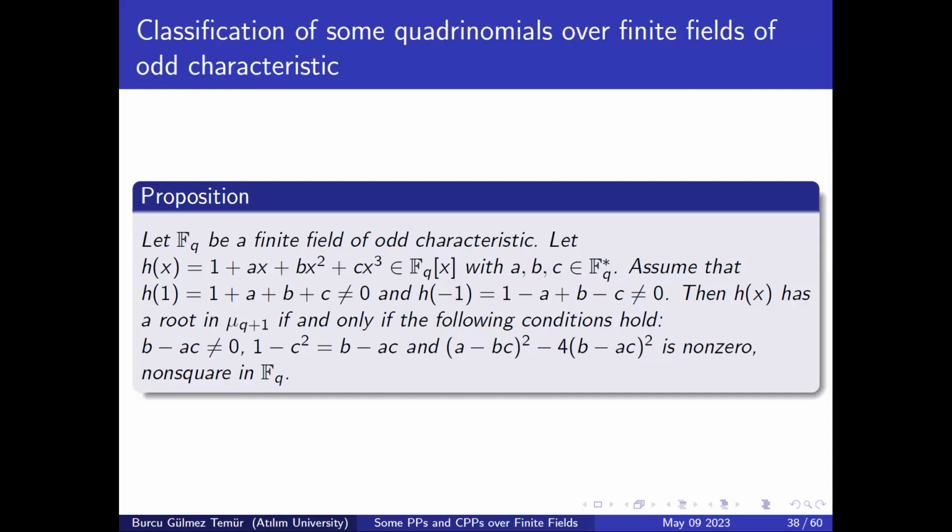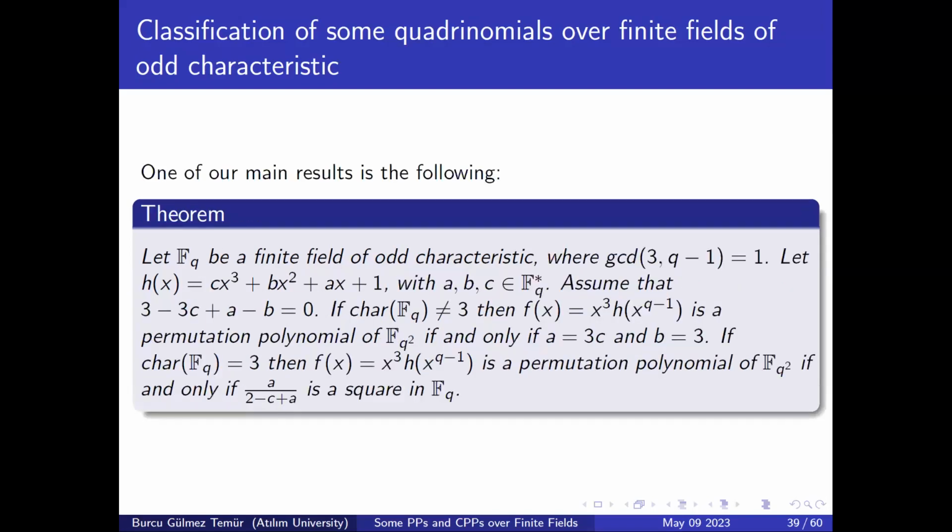The Q plus first roots of unity. The set of Q plus first roots of unity. And this is our first result: if Q is of odd characteristic, where 3 and Q minus 1 are relatively prime. This gcd condition comes from Zieve's lemma, the first condition.